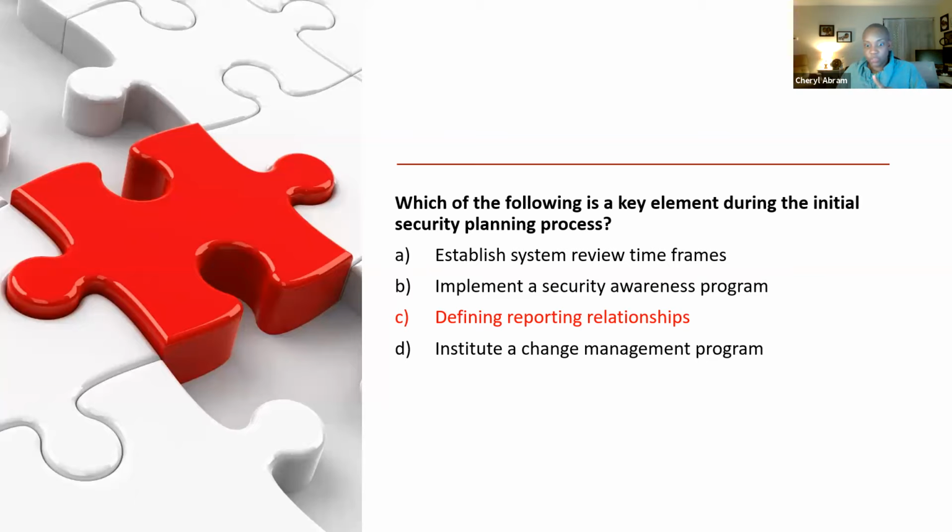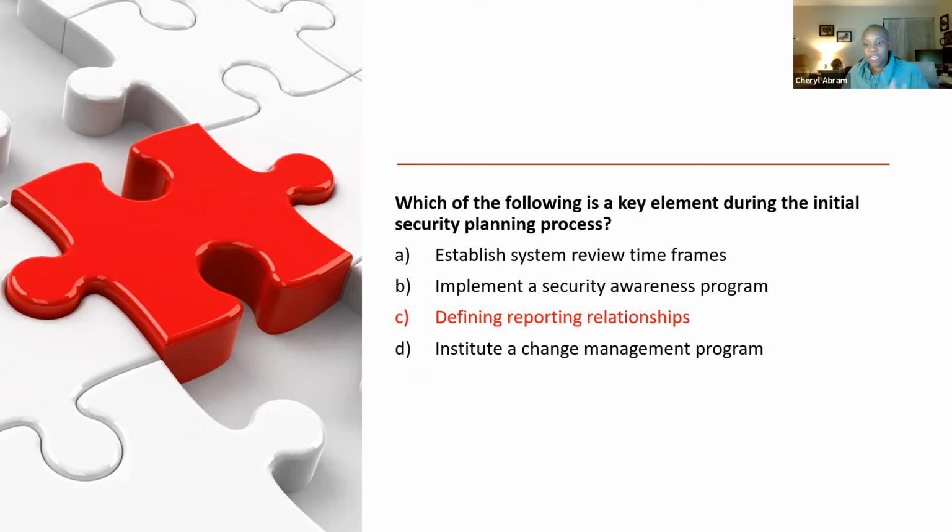Remember, if it ends in a question mark, the key should be able to be used in a sentence, okay, in the next sentence, right? So defining reporting relationships is a key element during the initial. Establish system review time. I mean, that doesn't make sense. Implement a security awareness program is a key element. It sounds like it may be right. Institute a change management program, but defining reporting relationship to me just sounds better, okay?